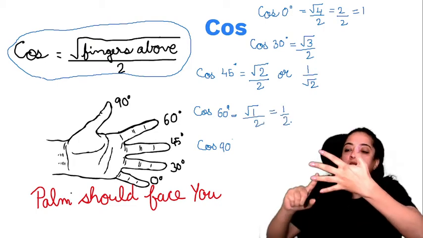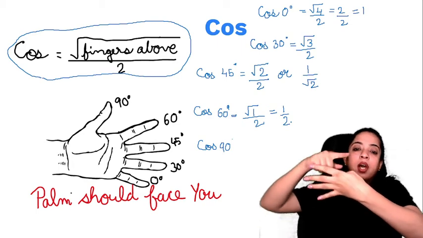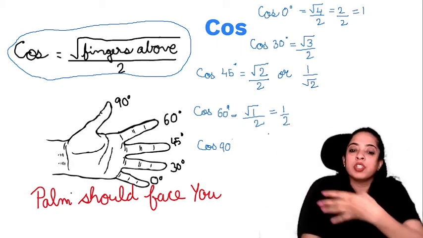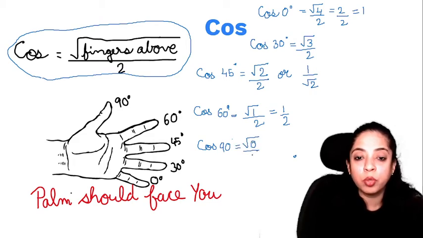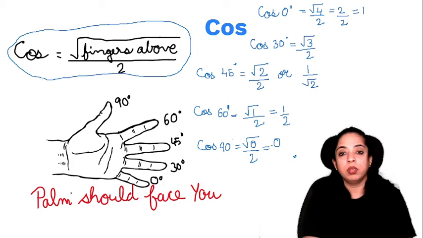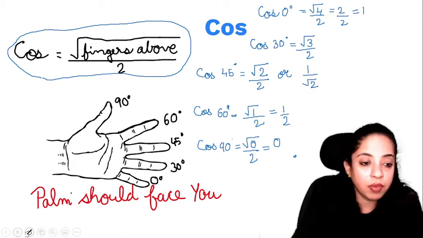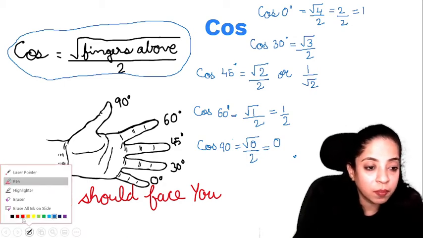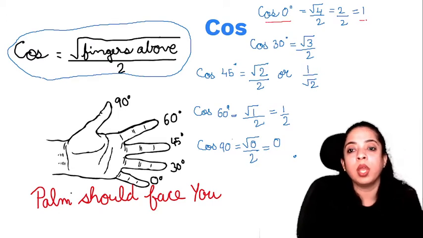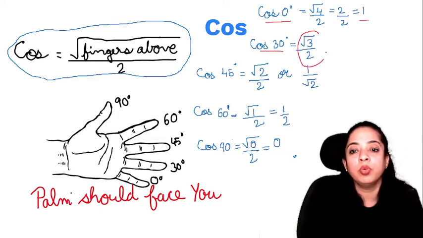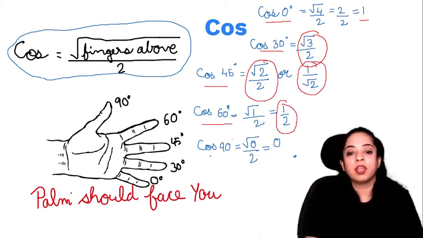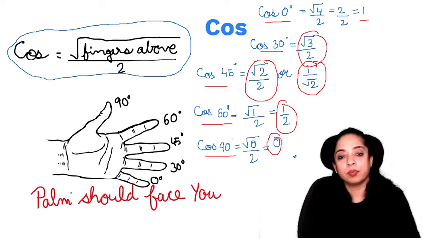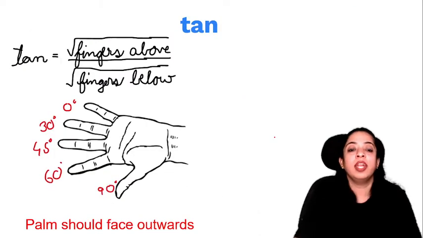Cos 90. 0, 30, 45, 60, 90. Fold. Are there any fingers above? No. 0 fingers above. Right? So square root of 0 by 2, which is equal to 0. So we have found out the values of cos as well. Okay. Cos 0 is 1, cos 30 is root 3 by 2, cos 45 is root 2 by 2 or 1 by root 2, cos 60 is half, and cos 90 is 0. Done? Now let's go ahead with tan.